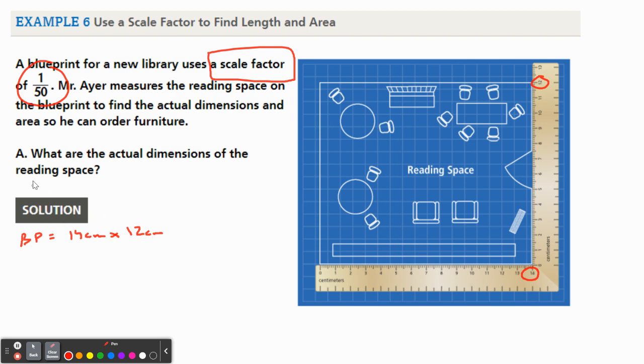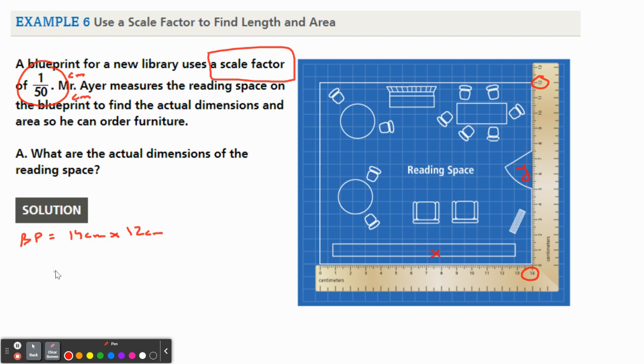Now, first off, scale factor is unitless, meaning that the top and bottom have the same units. So because this is being measured in centimeters, that's centimeters over centimeters. So the answer we're going to get when we do these proportions is in centimeters. So I want to kind of clear that up. So let's say I want to find, let's call this x and let's call this y, but on the actual dimensions. So we're going to set up a proportion.